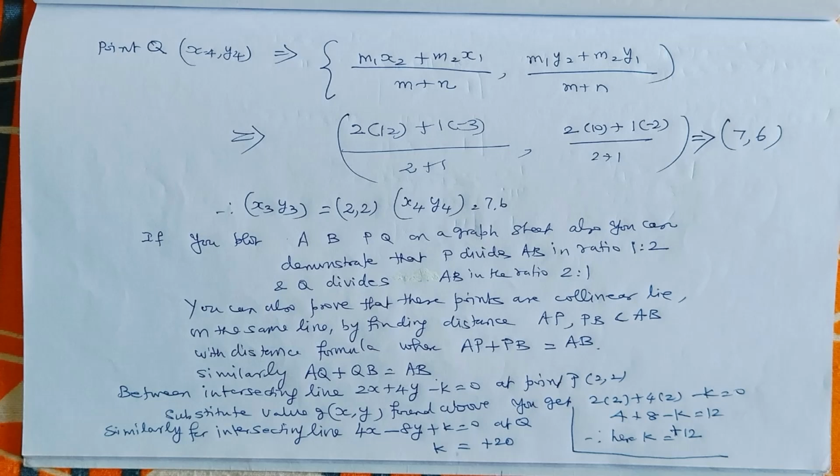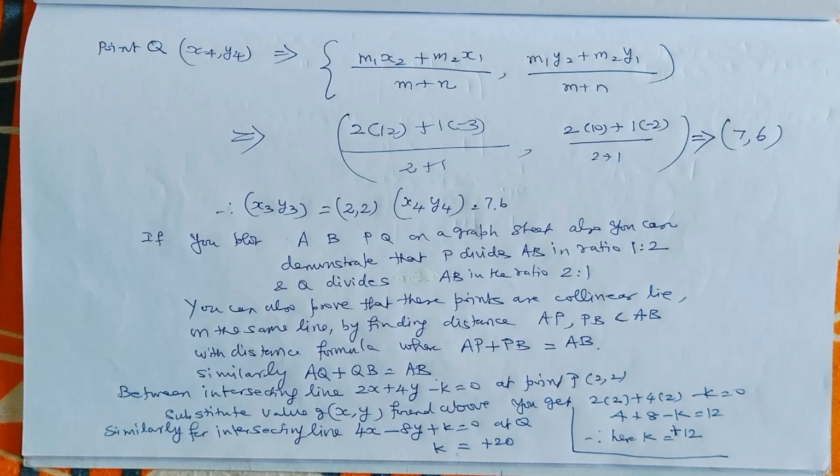If you plot A, B, P, Q on a graph sheet also, you can demonstrate that P divides AB in the ratio 1:2 and Q divides AB in the ratio 2:1. You can also prove that these points are collinear, lying on the same line, by finding the distances AB, PB and AP with the distance formula, where AP plus PB is equal to AB. Similarly, AQ plus QB is equal to AB.